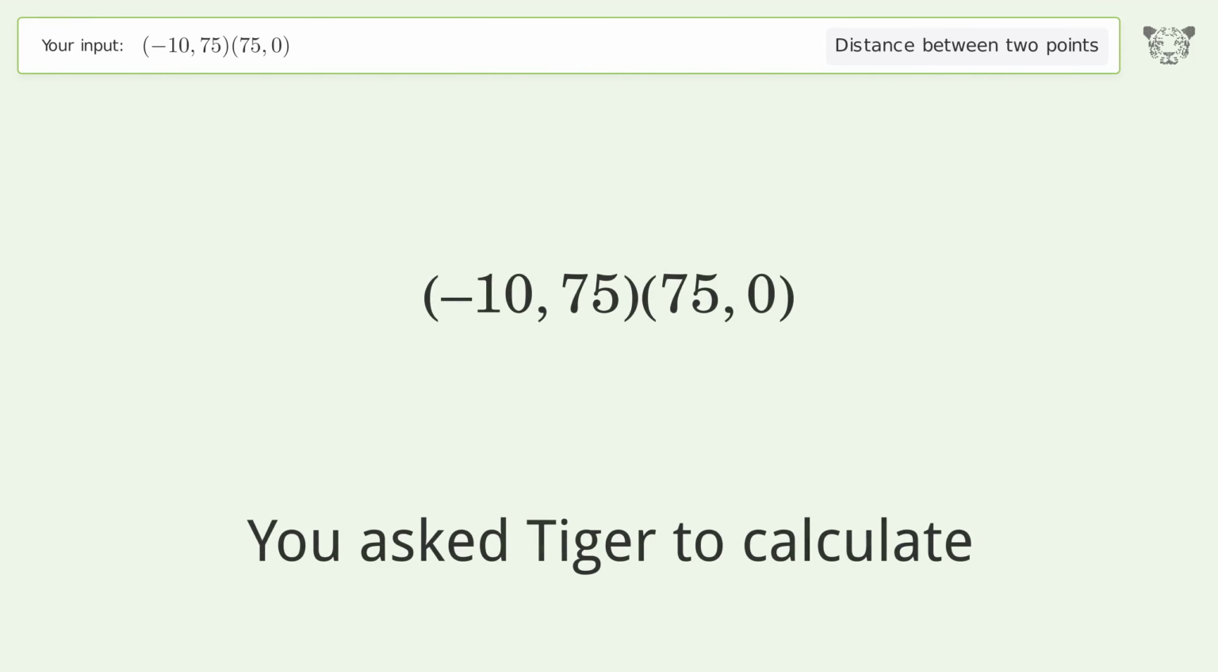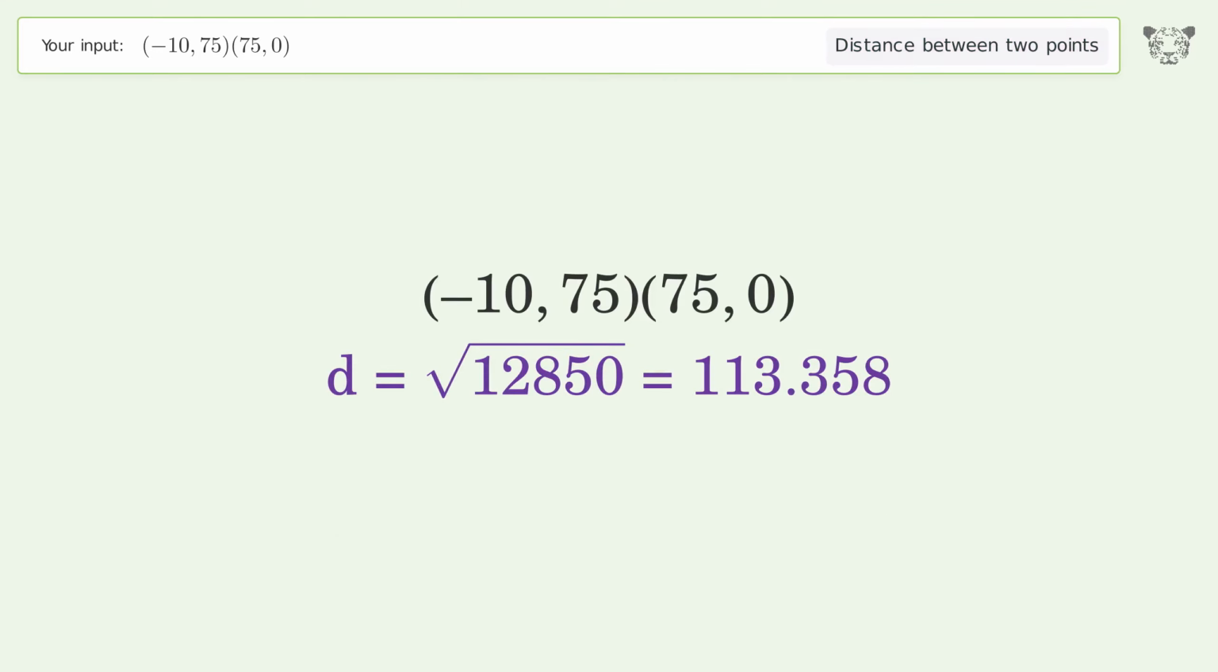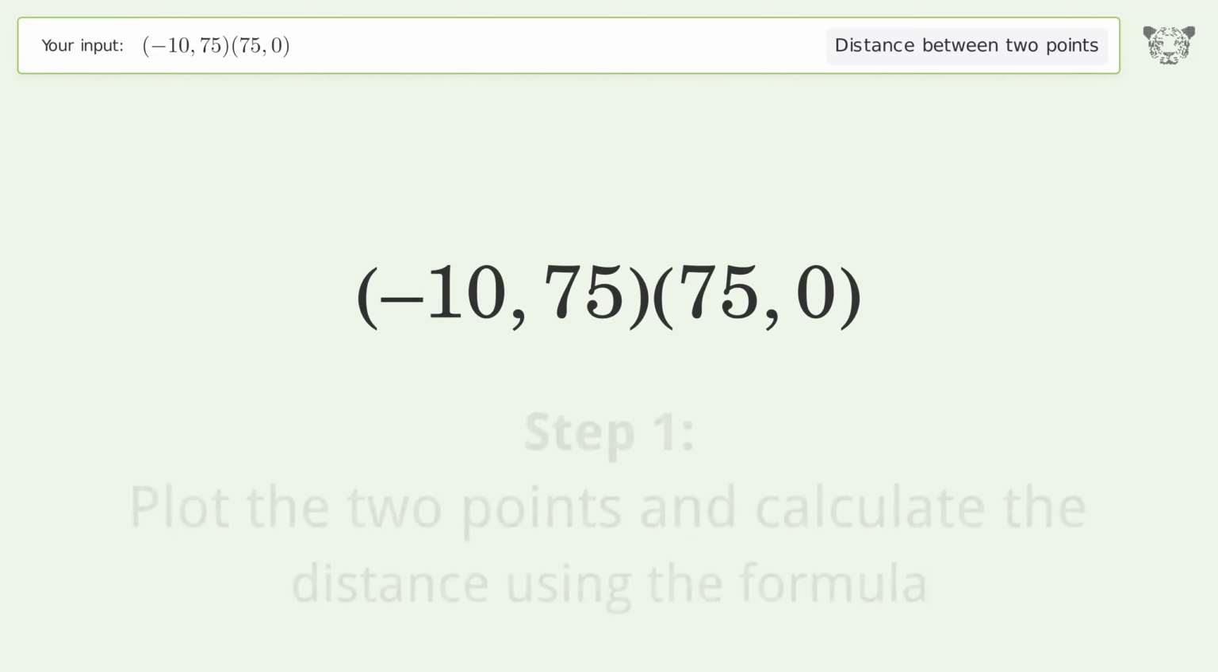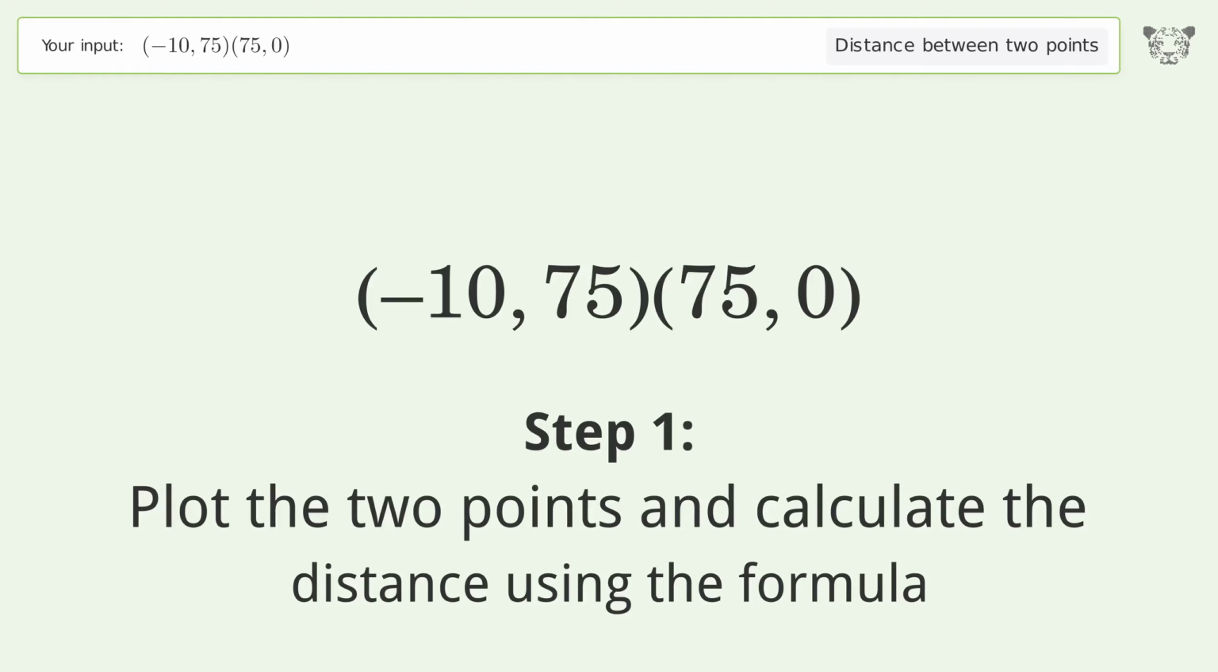You ask Tiger to calculate. This deals with the distance between 2 points. The distance between the 2 points is the square root of 12,850, or 113.358. Let's solve it step by step. Plot the 2 points and calculate the distance using the formula.